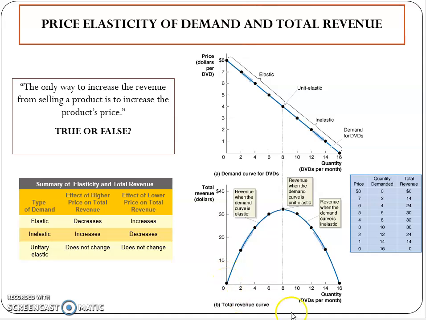Now we know the answer to this question is false. Firms may actually lower their price to increase revenue if they face an elastic demand.